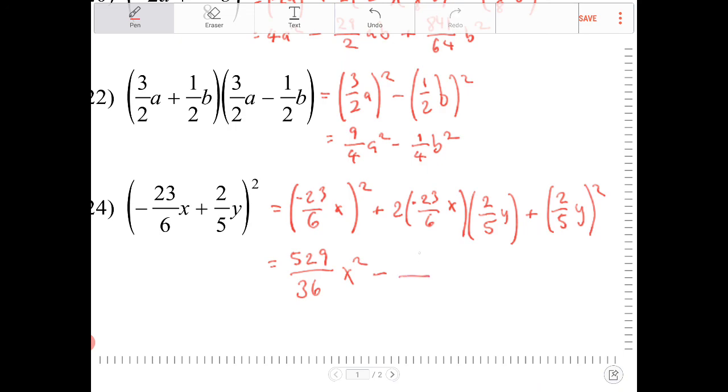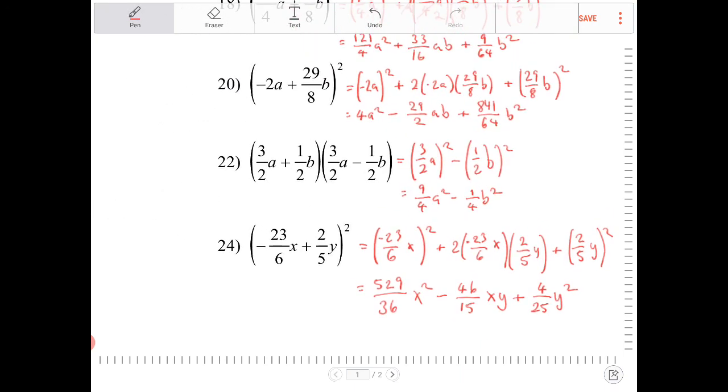So I see here 2 and 6 becomes a 3. The denominator will become 15. The numerator, I have 23 times 2, and that's 46. 46xy. And then plus 4 over 25 y squared. And there you have it.